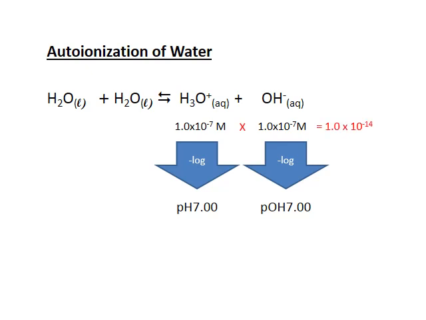One thing about the hydronium and hydroxide ion concentrations is that when they're multiplied together, we always get 1 times 10 to the minus 14. And if we have our pHs, the sum of the pH and pOH is always 14, at least at 25 degrees Celsius.